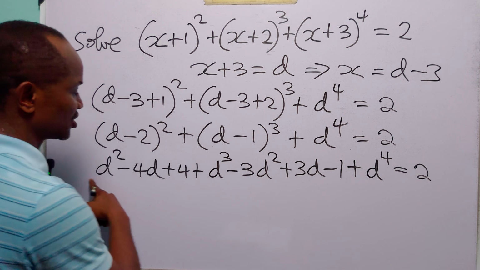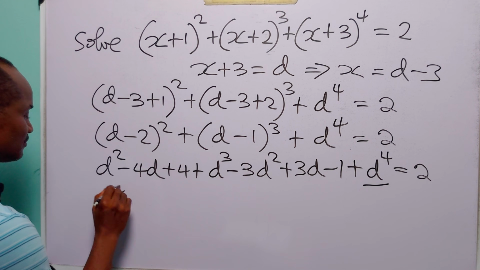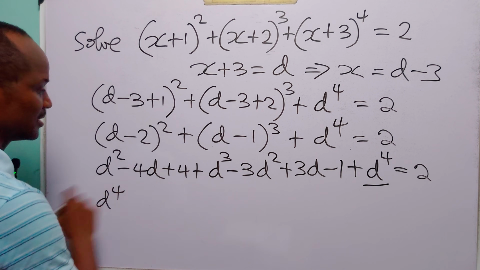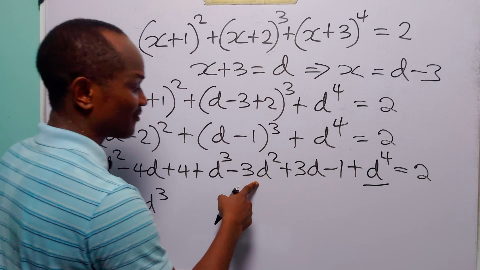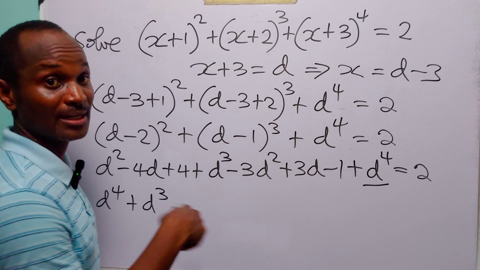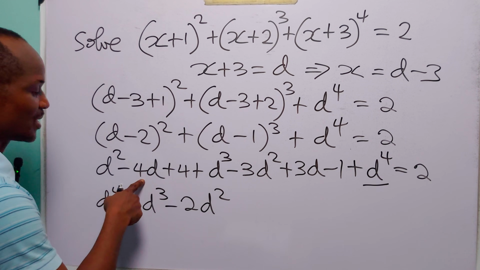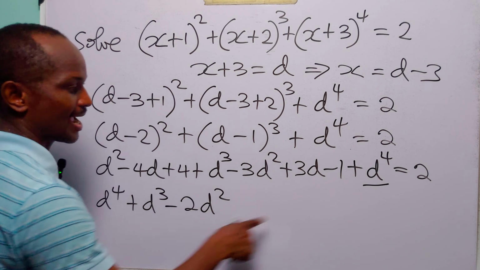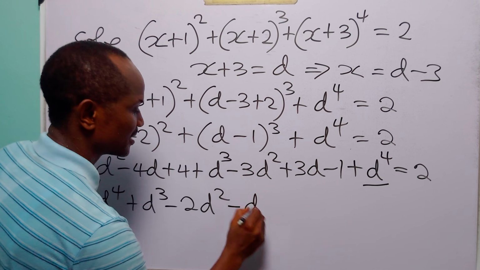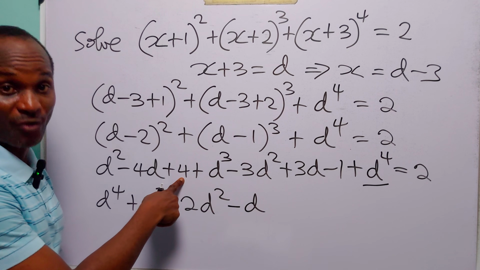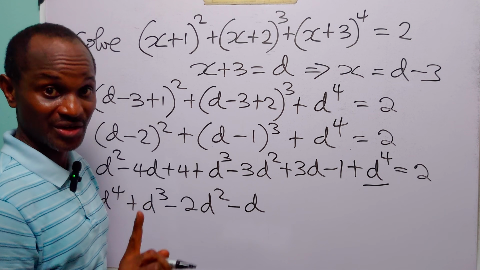Now let us arrange the left-hand side. We have d to the power 4. We have d cubed. We have d squared, and then we have minus 3d squared. That is going to give us minus 2d squared. We have minus 4d, and we have plus 3d. That is going to give us minus d. And then here we have 4, and here we have minus 1. That is going to leave us with 3.